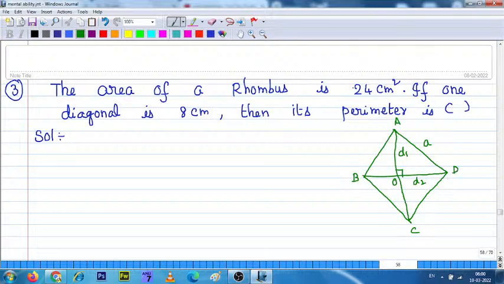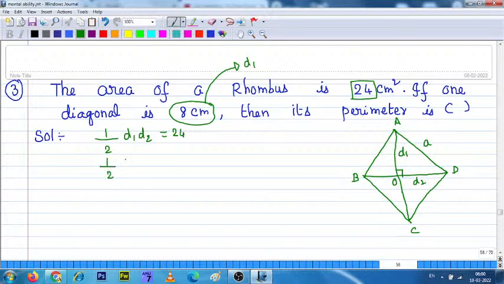So what is given? Area of the rhombus is given, that is 24. What is meant by the area of the rhombus? That we can write half times D1 into D2. Half D1 into D2 is equal to 24. And one of the diagonals is given. So this is D1. So we need to find out D2. So that is half times 8 into D2 is equal to 24. So 2 ones are 2, 4 fours are 24.